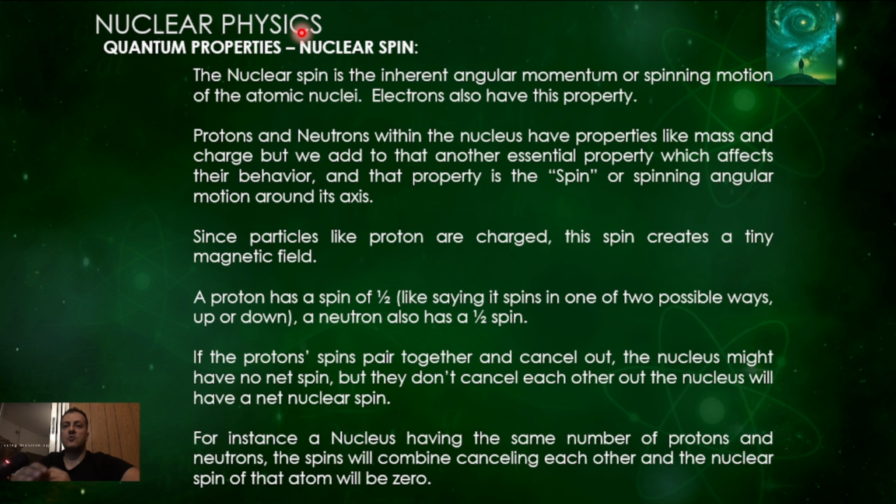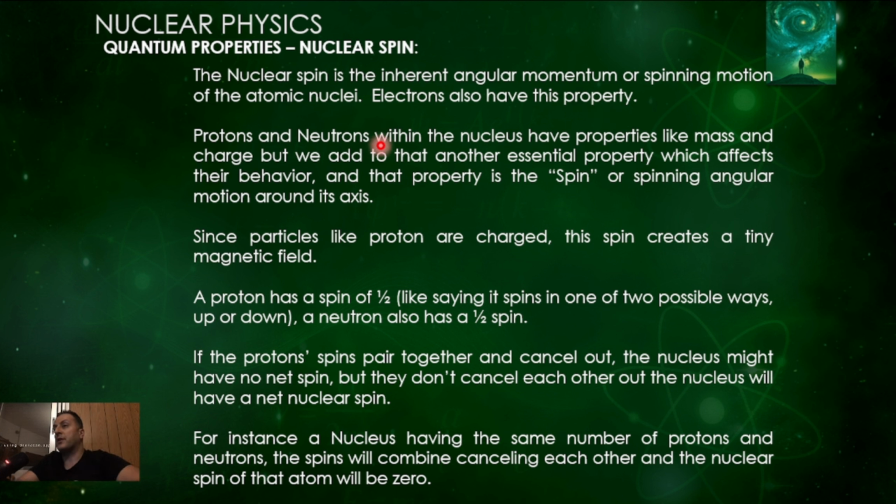Quantum properties. Let's talk about the properties of the particles of an atom. First, nuclear spin. What is the nuclear spin? The nuclear spin is the inherent angular momentum. Okay, it is the tendency, or the momentum, for a particle to rotate around its own axis. Its angular velocity during a rotation around its own axis, or spinning motion, if you will, of the atomic nuclei. Now, electrons also have this property, by the way, not only the protons and neutrons.